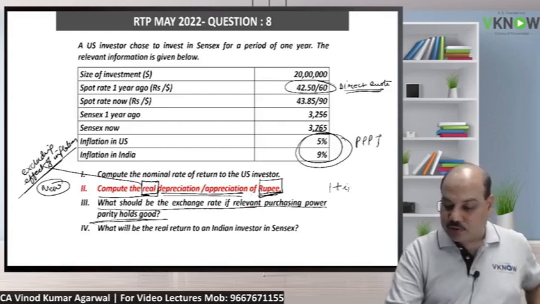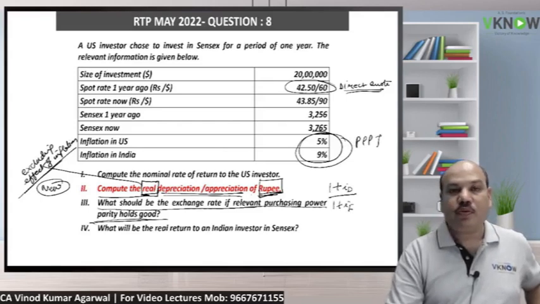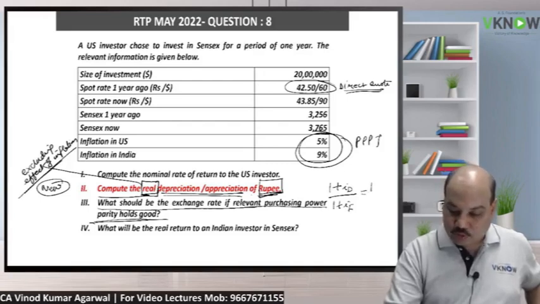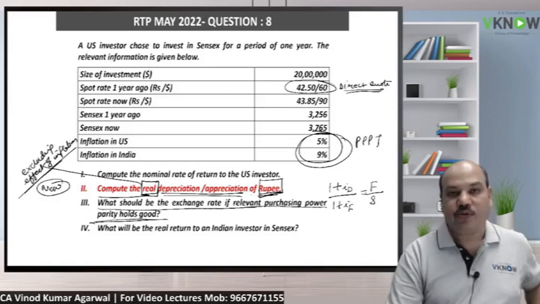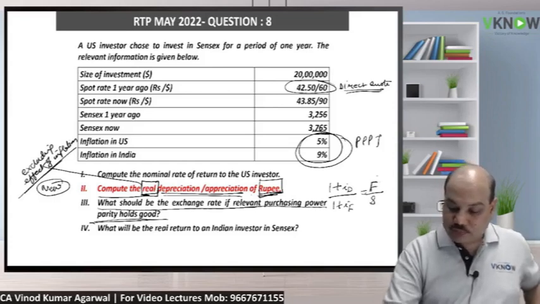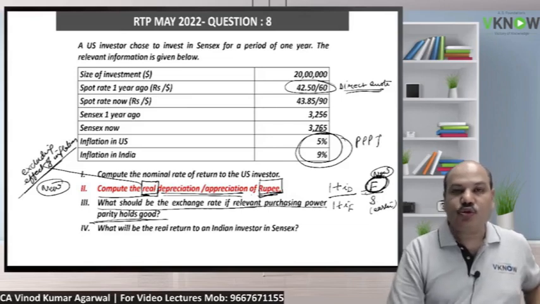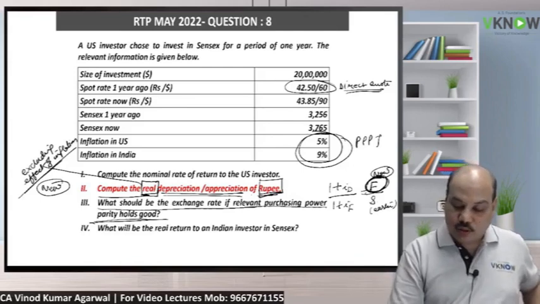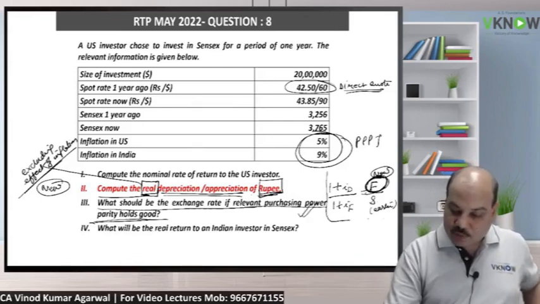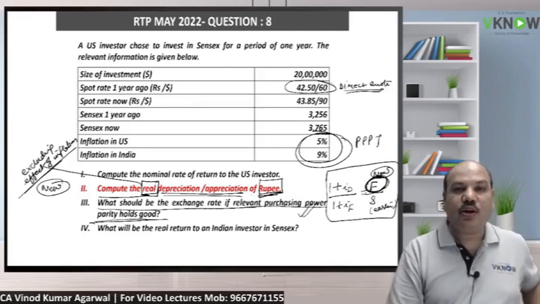1 plus inflation rate in domestic country upon 1 plus inflation rate in foreign country is equal to forward rate divided by spot rate. Instead of forward rate, it is now, and spot rate means earlier. So by using this equation, we can find out what should have been the value of the exchange rate if PPPT holds true. Bonus marks. Just apply the formula and you will get the answer.